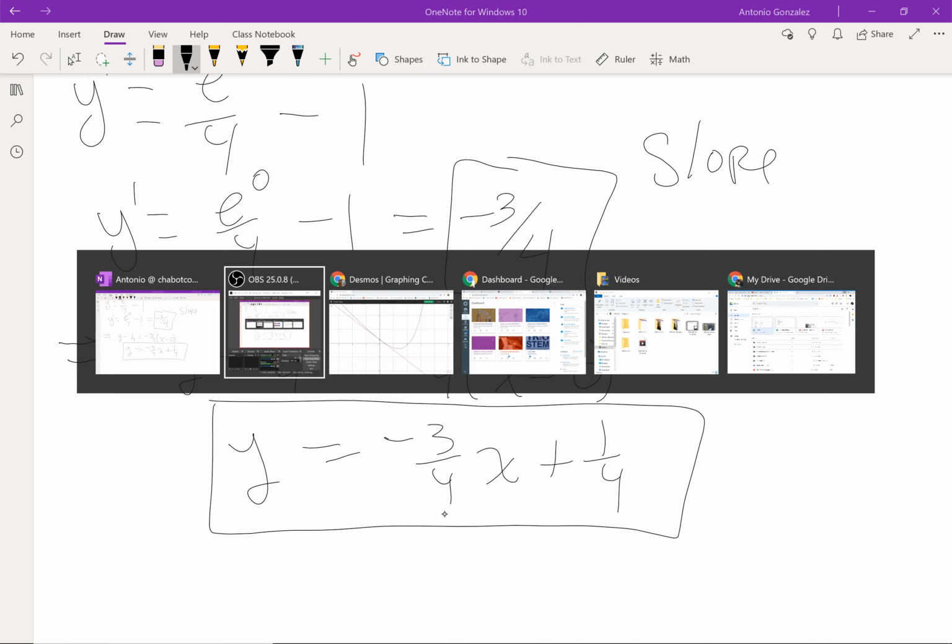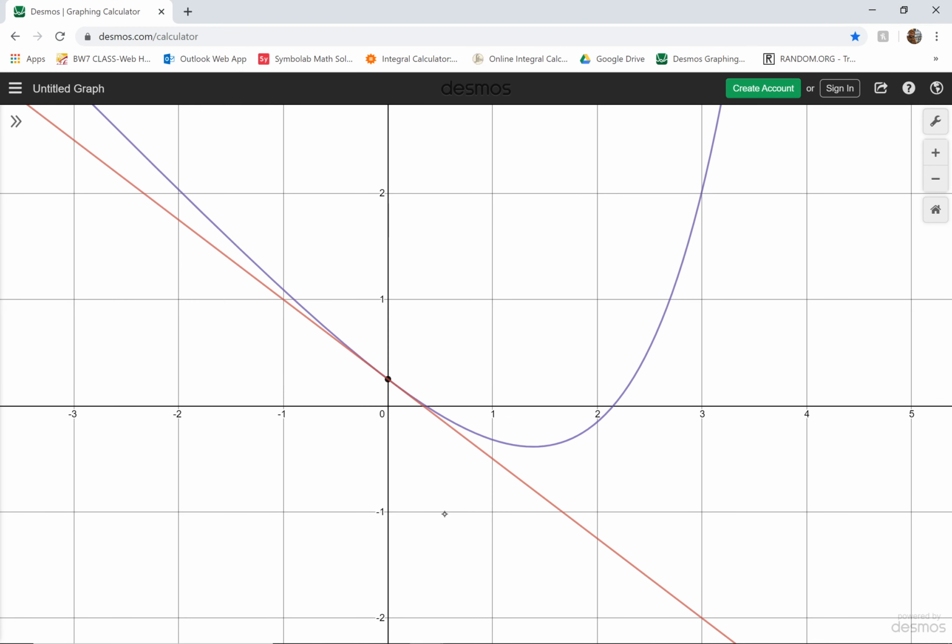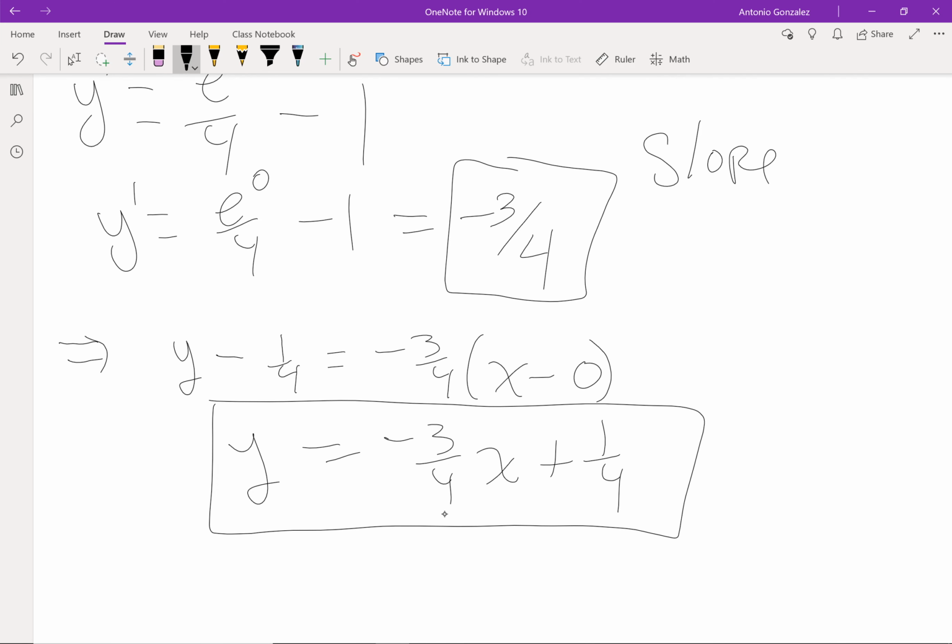And here we can see, let me show you a graph of the function itself. That function is the one in blue, and in red, what you see there is the tangent line. Okay, so there's an example finding the equation of a tangent line.